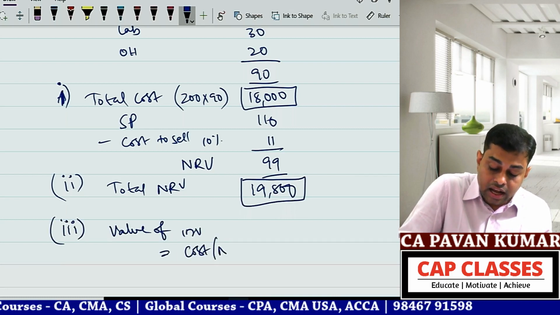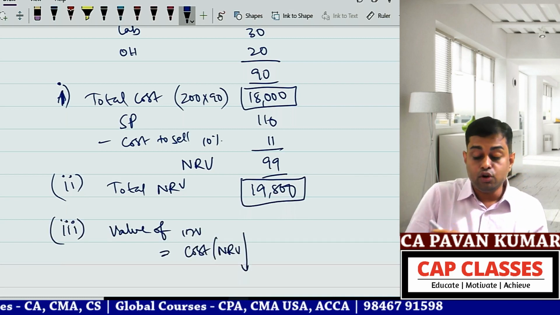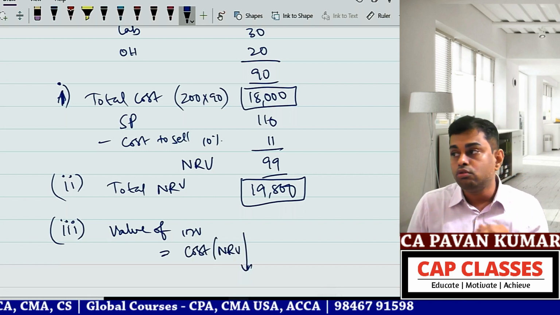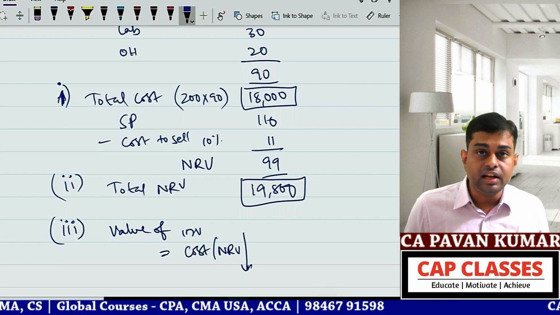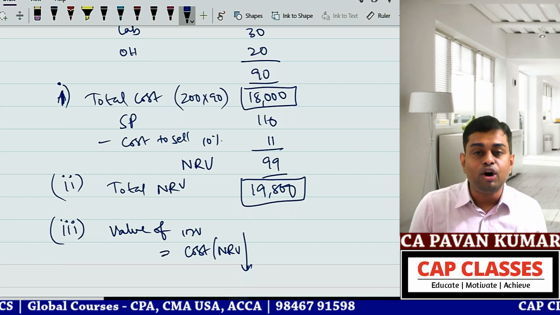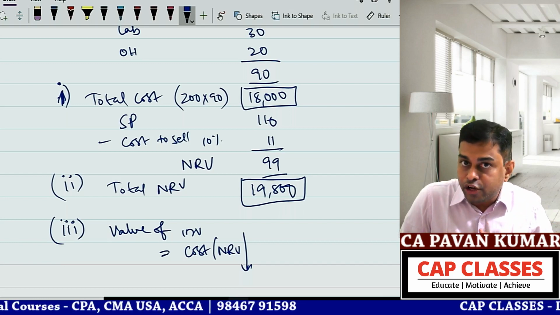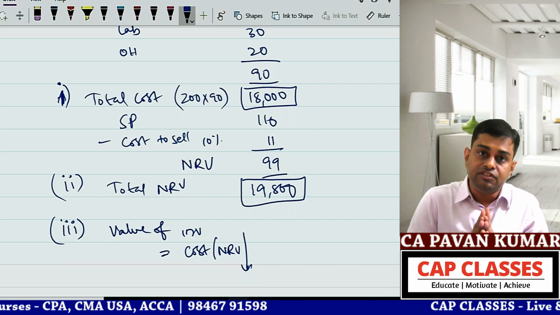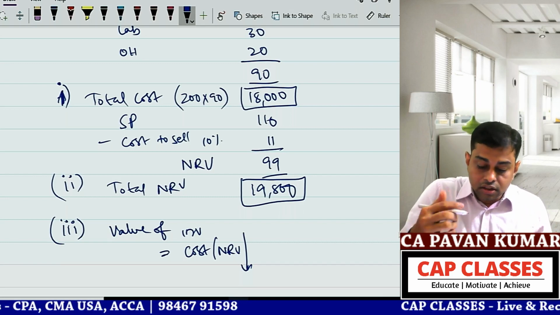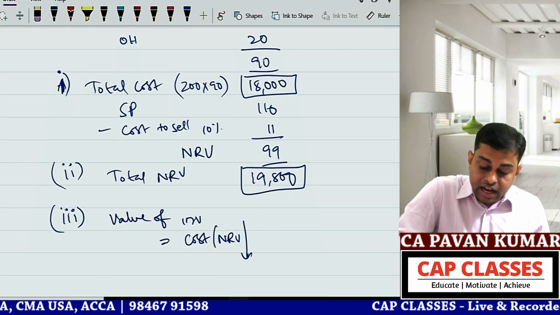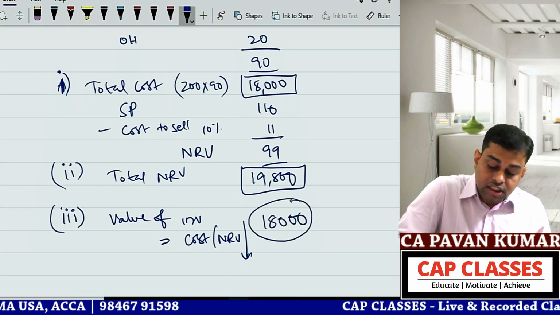So we know that value of inventory is equal to cost or NRV, whichever is lower. I hope you remember. If you do not remember, go to the next house. Neighbor will be there. In your neighbor's house, one UKG boy playing will be there. Go to that UKG boy and ask, hey, how to value inventory? He will say cost or NRV, whichever is lower. Okay, so in these two, whichever is lower, 18,000. This is for first product.